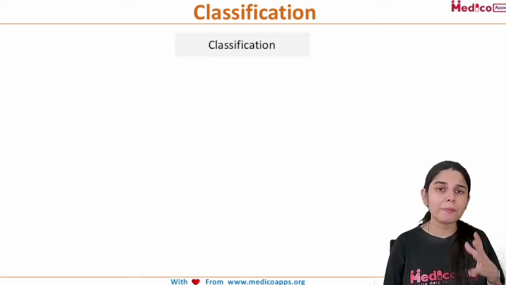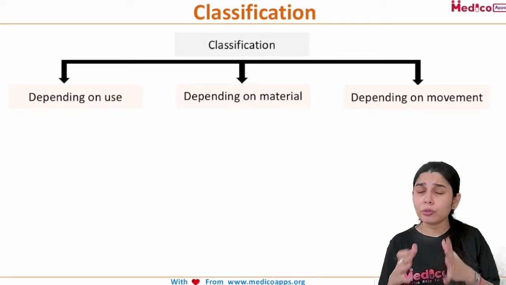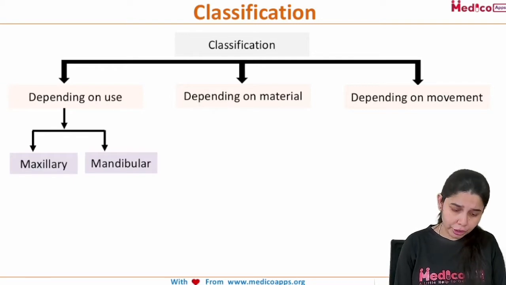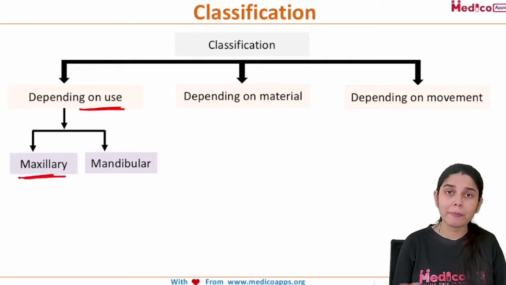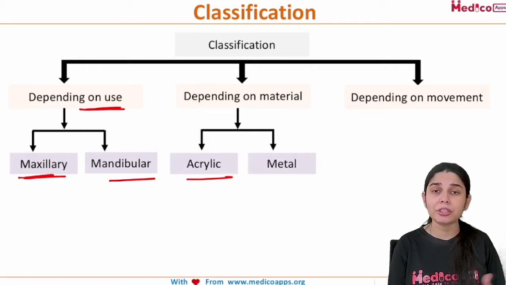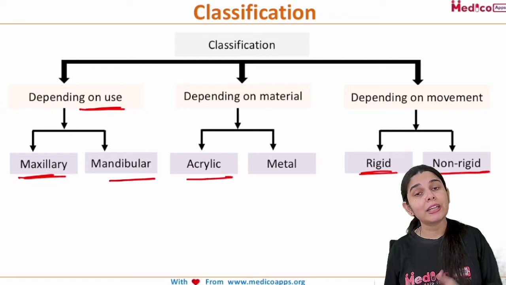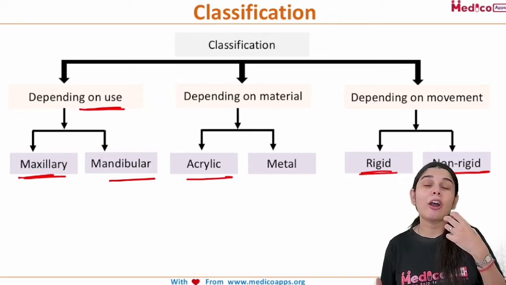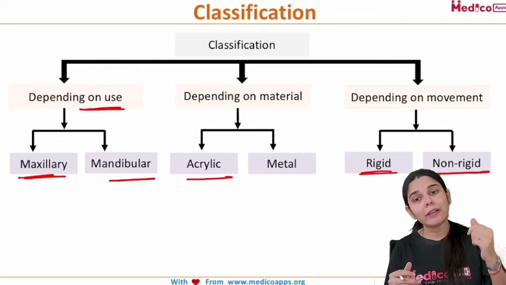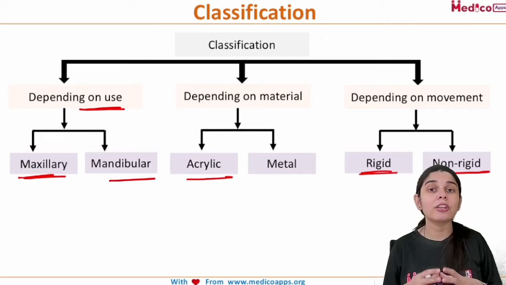For classification, basically we use maxillary and mandibular arch classification, but there are two more classifications on the basis of which this major connector can be classified. First, as I have already told you, depending on the use, it should be maxillary or mandibular. Depending on the material, it can be acrylic or metal, which we have just seen in the images. And depending on the movement, it can be rigid and non-rigid. Non-rigid doesn't mean that the rigidity and stability of the major connector is sacrificed. No, they are rigid, but not to that level, and it has some non-rigidity factor also, which can be helpful in certain areas of the oral cavity.